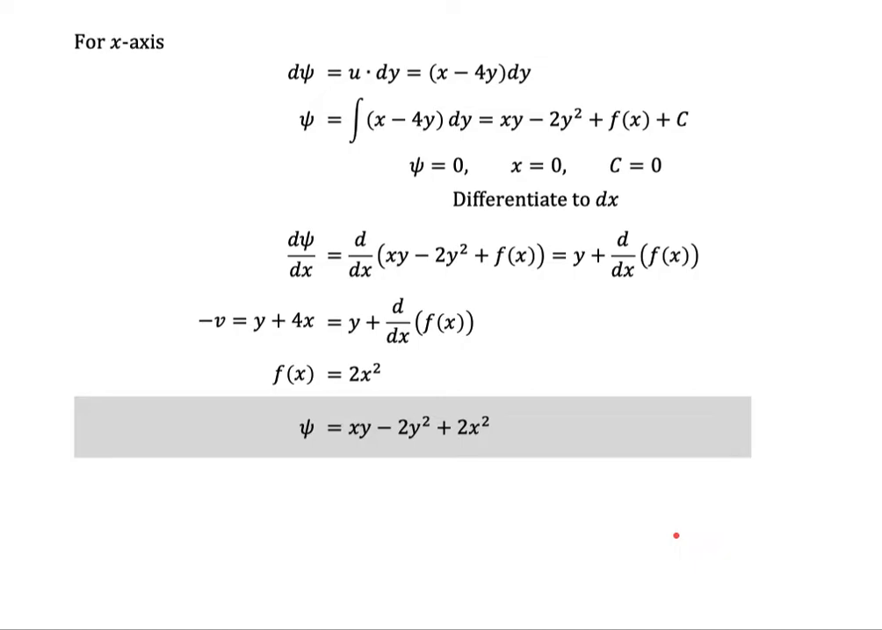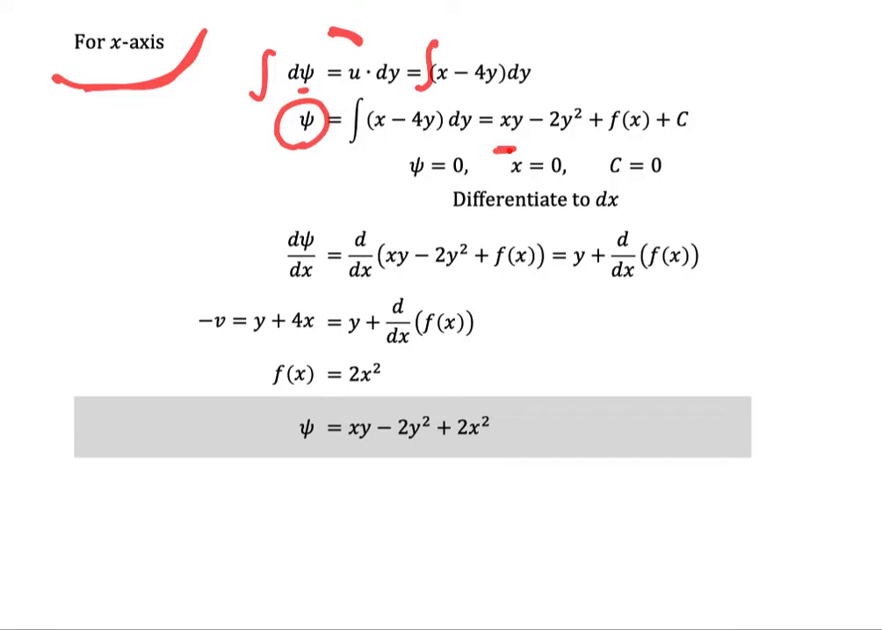Okay, so we do part by part. We go for the x-axis first. Let's say we assume that d psi is equal to u dy. Then we substitute the value of u here, so we have dy, and we integrate both sides. We will get the integration of d psi, so we get the term of psi, and the integration of x minus 4y dy. So we get xy minus 4y squared over 2, which we simplify as negative 2y squared.